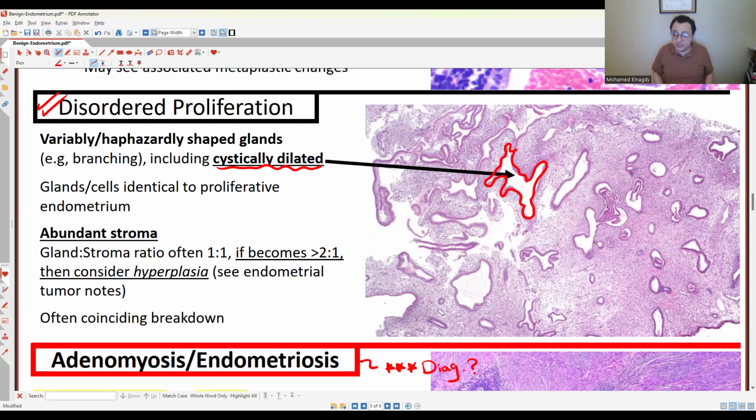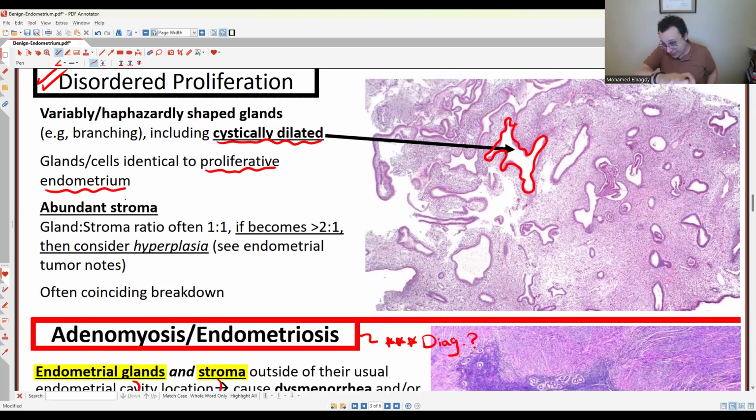They might be full of secretions, and when you go high power, you see a proliferative pattern. You don't see any secretions in the lining of the glands. You see pseudostratification. You sometimes see mitosis. It's as if you're seeing proliferative endometrium, but the glands are cystically dilated. So it's taken from both. It's taking one of the secretory criteria, which is the cystically dilated gland, and when you go high power, you see proliferative lining of the endometrial gland. Some endometrial glands also look purely proliferative here.